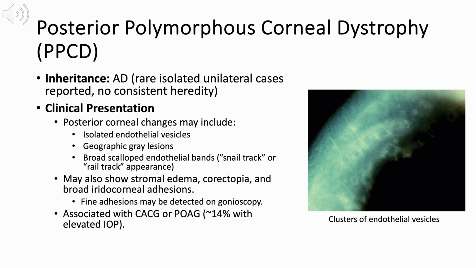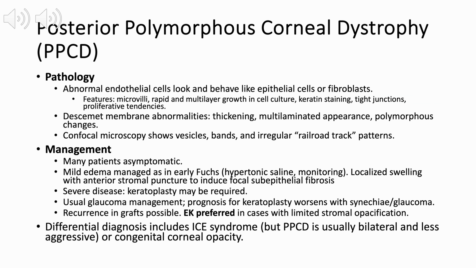It also carries a significant association with glaucoma. About 14% of patients develop elevated intraocular pressure, either in the form of chronic angle closure glaucoma or primary open-angle glaucoma. In the image on the right, you can see clusters of endothelial vesicles under broad oblique illumination. They're often grouped together, giving a blister-like appearance on the corneal endothelium.